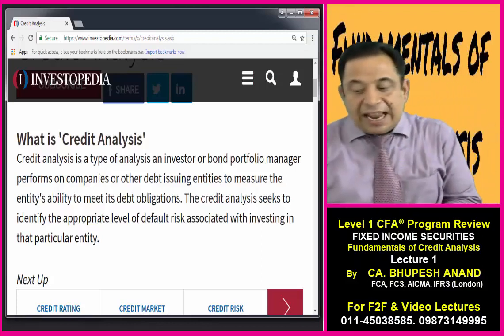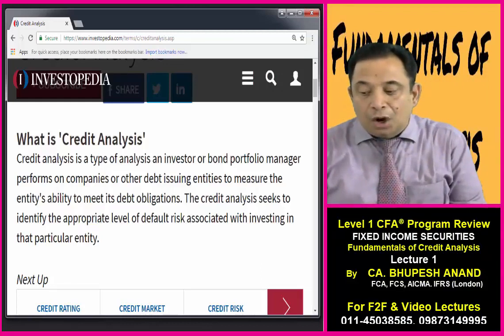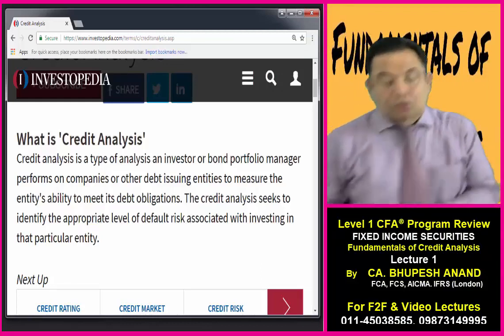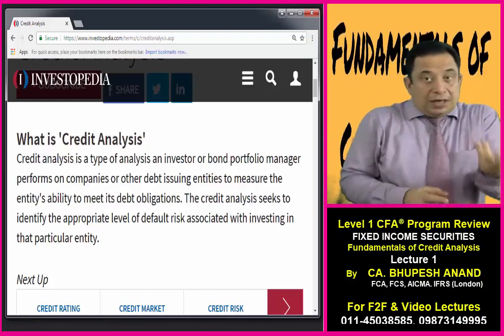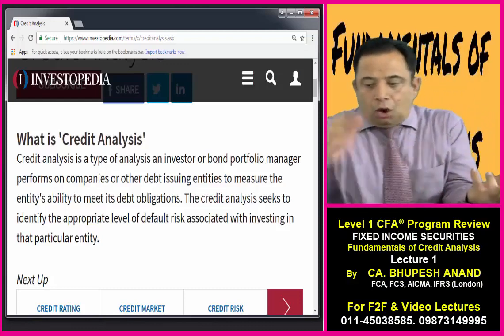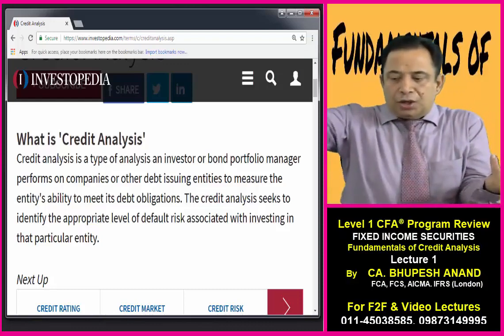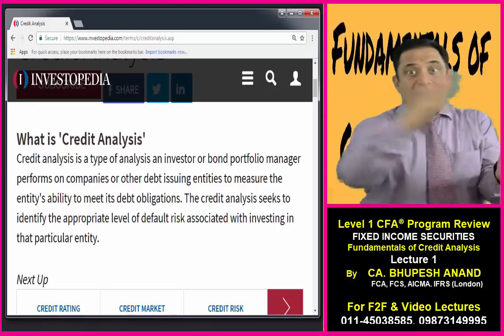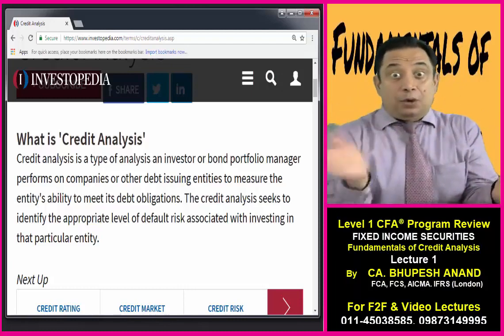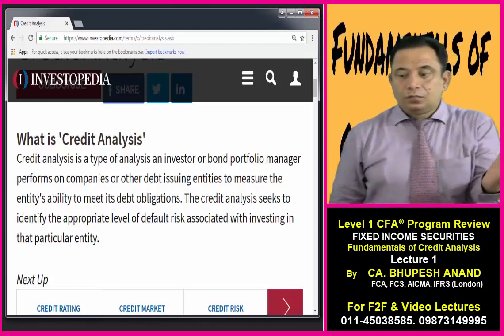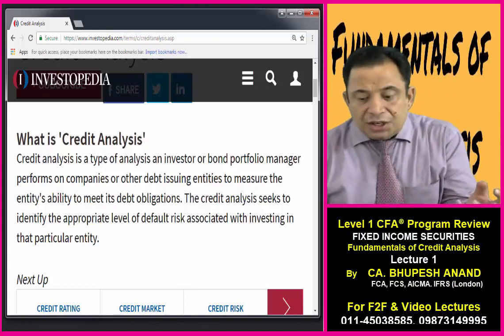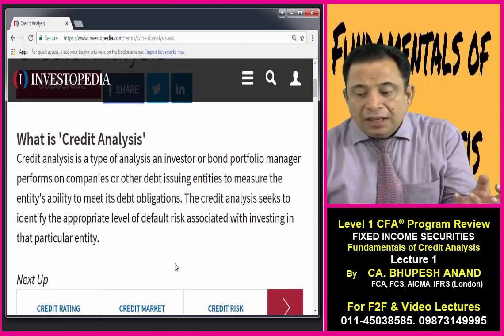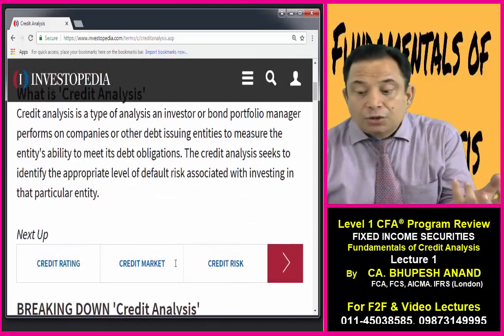Credit analysis is a type of analysis an investor or bond portfolio manager performs. It means the investor has to perform the analysis on companies or other debt issuing entities to measure the entity's ability. I have given the money, so whether that company will be able to pay me or not. The credit analysis seeks to identify the appropriate level of default risk associated with an investment.